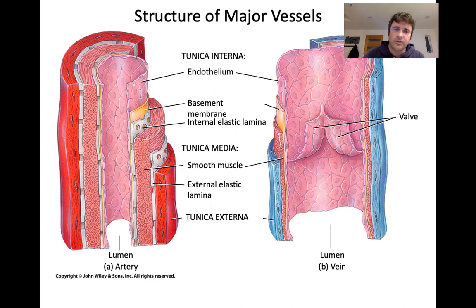When the ventricles are in systole, you get a pulsatile wave of blood, meaning a high pressure rush of blood flowing through, and the arteries have to be able to expand. Then when the ventricles are in diastole, the arteries have to be able to recoil back to their original shape. And what allows for that elastic characteristic of the arteries to expand and then recoil?